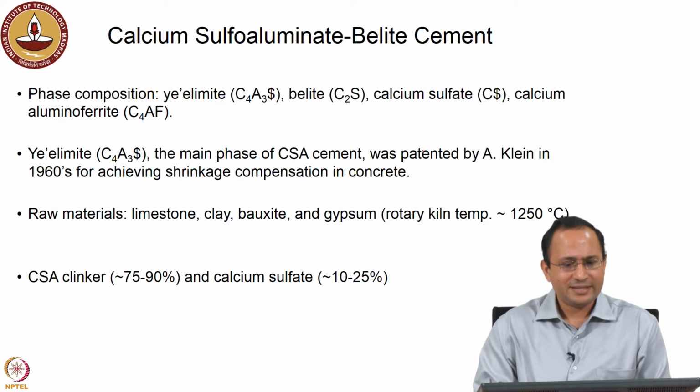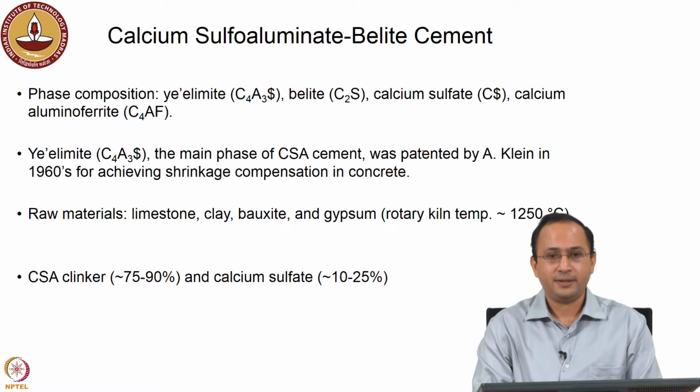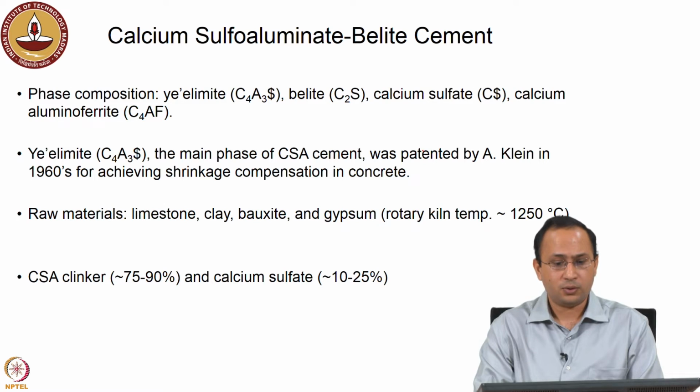So, what is calcium sulfoaluminate-belite cement? It comprises yeelimite, also called C4A3S, calcium sulfoaluminate, belite, as you know, also present in Portland cement, but it has a lot of calcium sulfate and calcium aluminoferrite, C4AF. So, this phase C4A3S is the main phase of CSA cement.